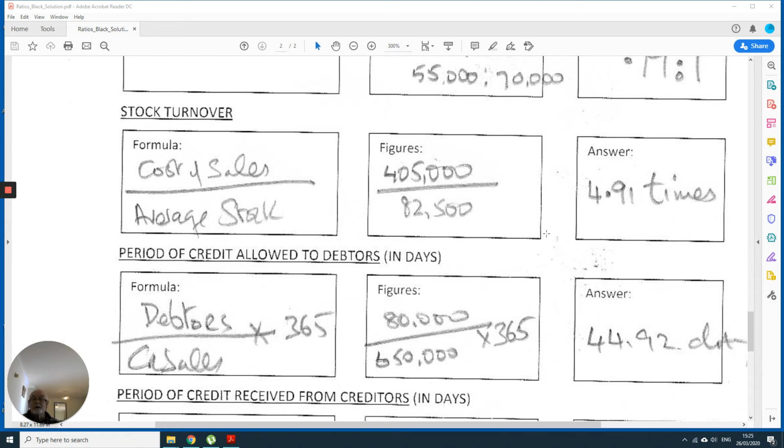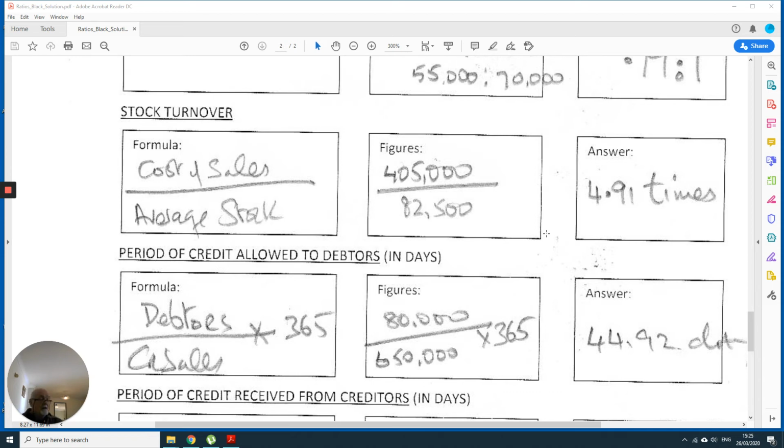So we got an average of 82,500 divided into 405,000, the cost of sales, giving us a stock turnover of 4.91 times. Don't leave it at 4.9. It's 4.91 times. And remember, that's not as good as if you had 5 or 6 last year. It means we're selling our stock more slowly, but it's better than, for example, if you had 3.5 times last year.